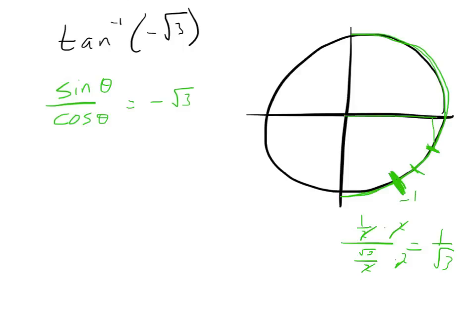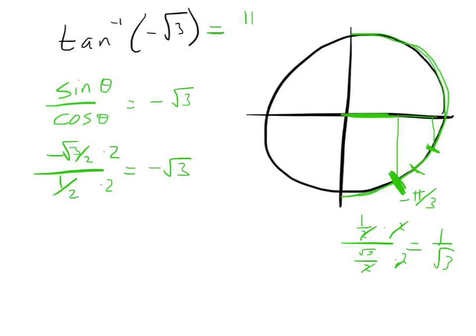It must be this negative pi over 3. Now why is that? Well, that's because the sine value there is negative root 3 over 2. The cosine value here is positive 1/2. And when I multiply top and bottom by 2, I end up with the negative root 3 that I wanted. So the angle I'm looking for here is negative pi over 3. The tangent, secant, and cosecant ones are a lot more difficult. Those take a lot of practice to get quick at.